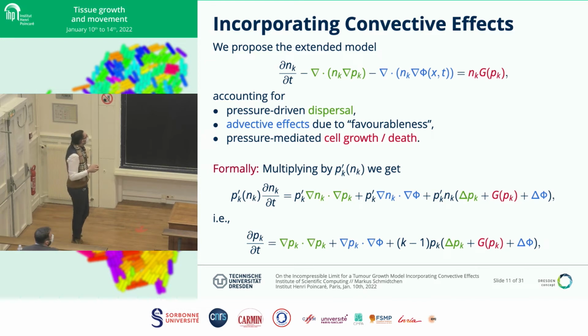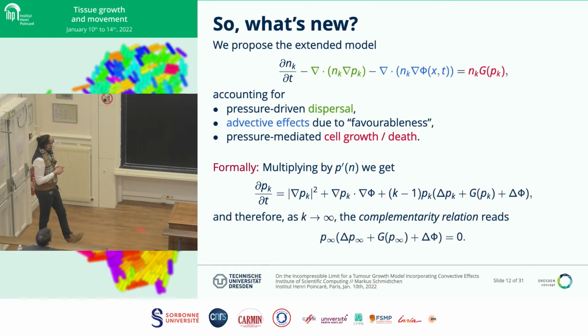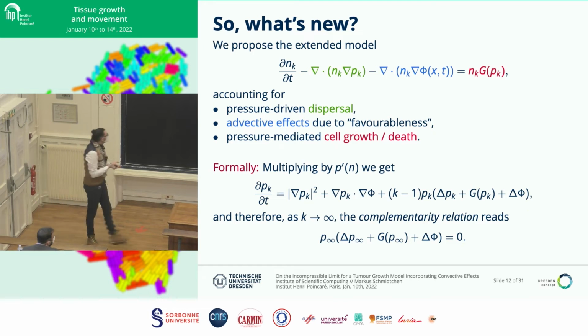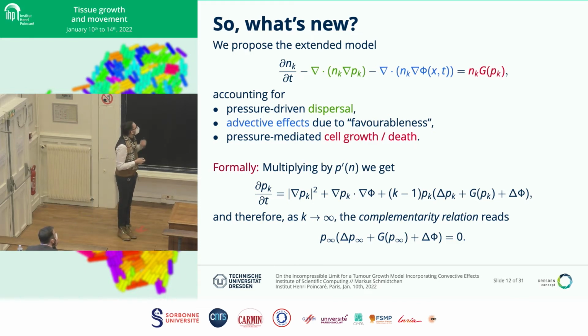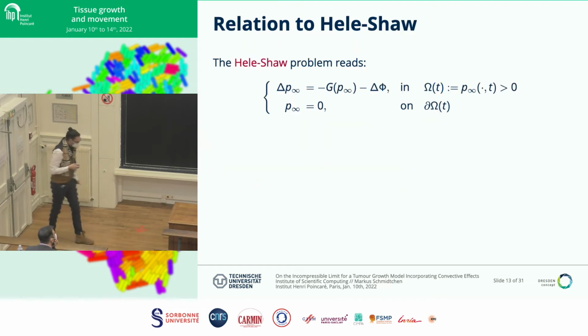Formally, if k goes to infinity, then only the last term matters. It becomes dominant. All the other terms vanish. And so we would expect to get this complementarity relation. This is the equation that governs the pressure inside of our tissue. The question is, you want to pass to the limit here in a rigorous setting, so how do you get the compactness of the pressure gradient, which is what's needed here? You need very strong compactness results. This was the challenge, and this is what I want to tell you about today.